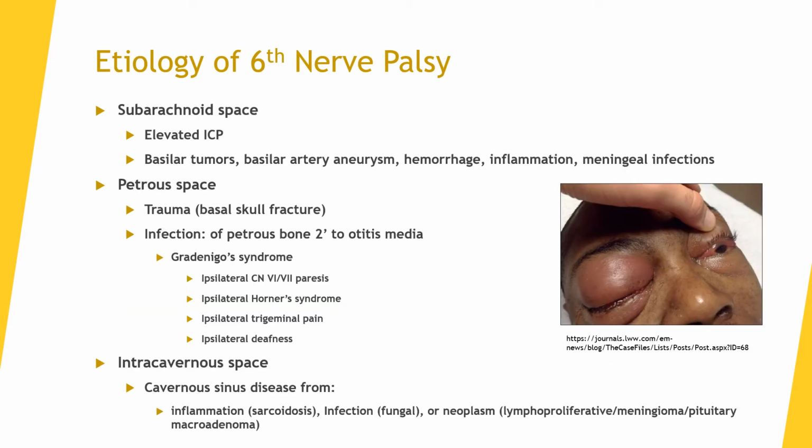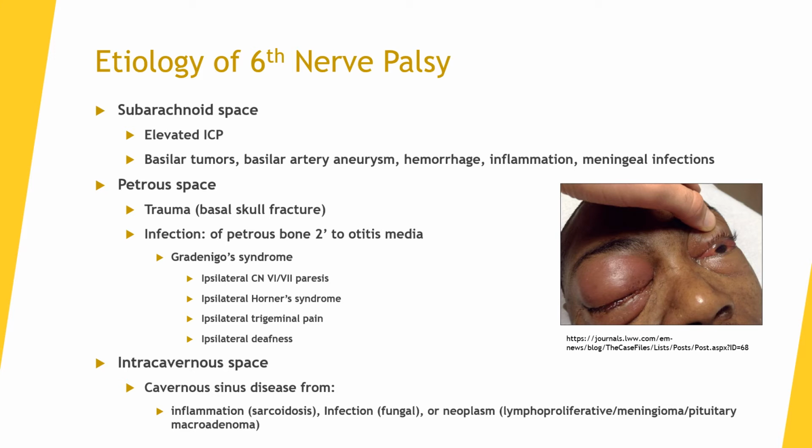Continuing with the etiology of sixth nerve palsy, we have the subarachnoid space, and the mainstay of the problem, if palsy is from an issue from this region, is elevated intracranial pressure. And other causes include basilar tumors, basilar artery aneurysm, hemorrhages, inflammation, and meningeal infections.